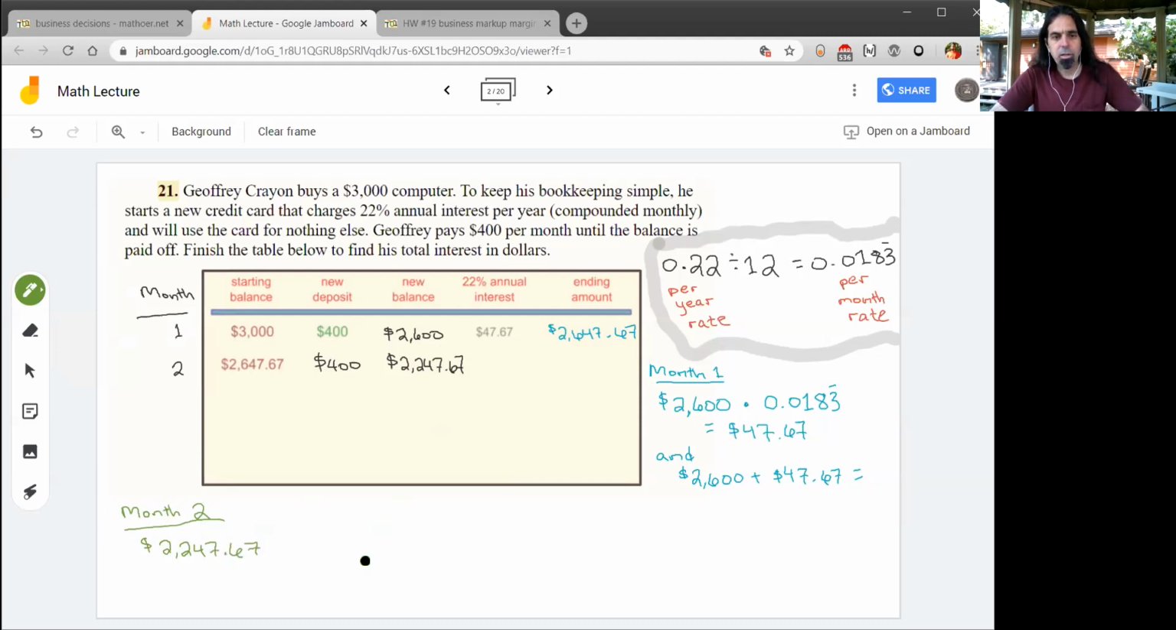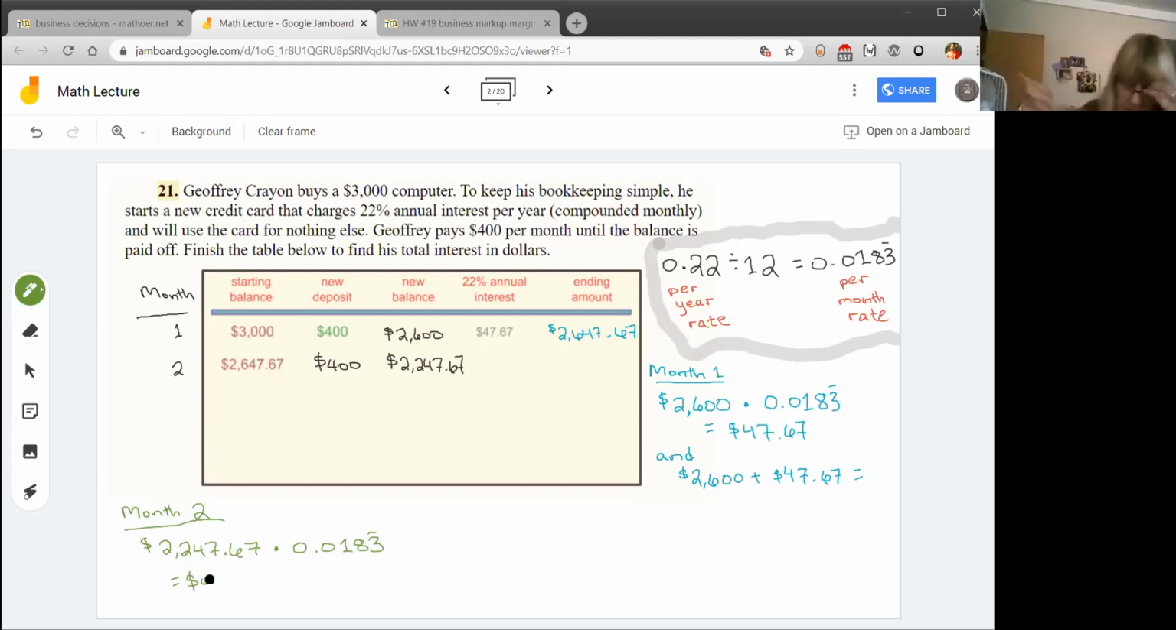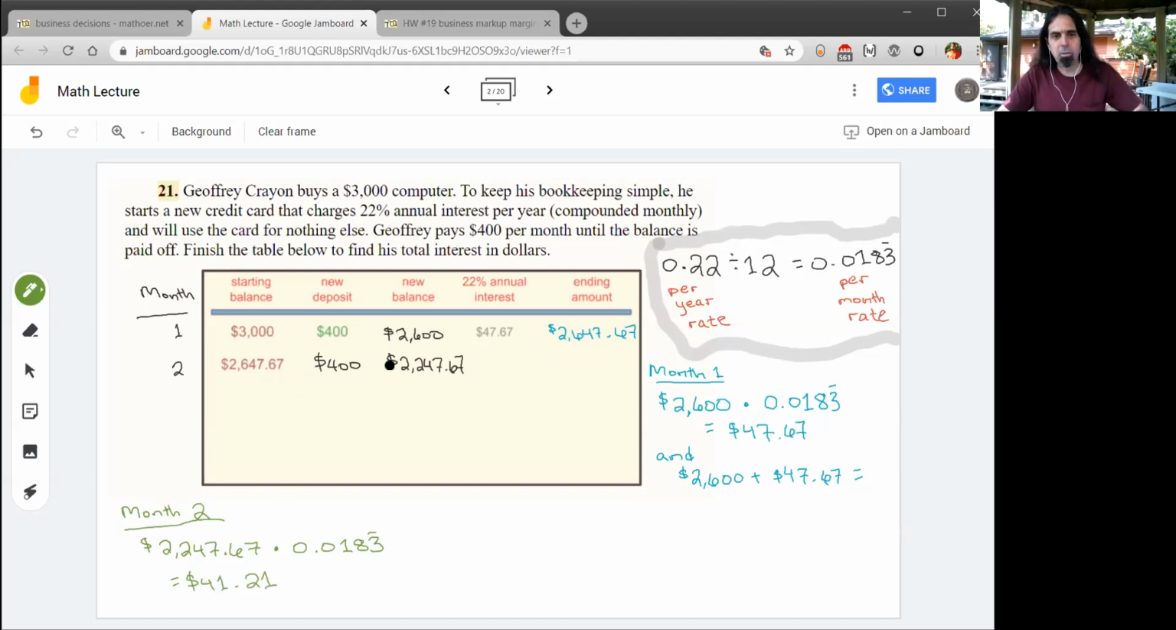And if I want to find his interest, I would again do the same thing. I would multiply it by the 0.018333 repeating. Does it make sense that his interest amount goes down each month?